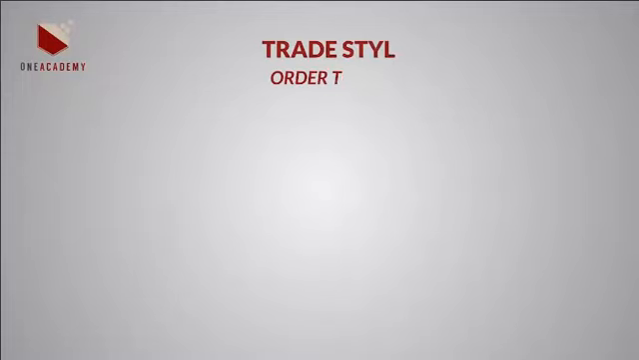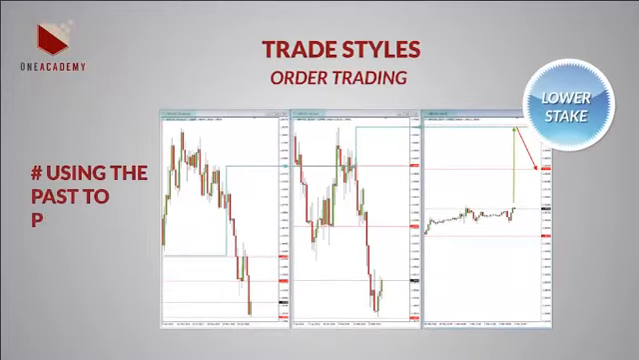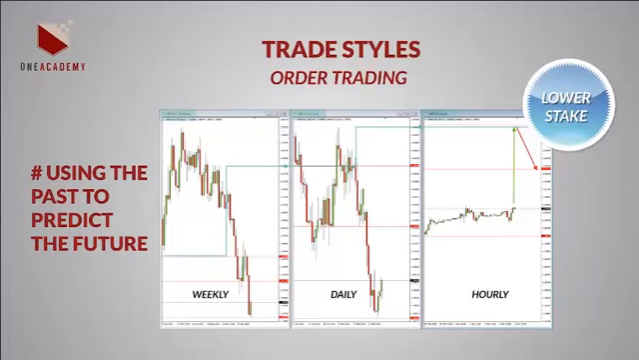A fair portion of traders might also prefer what we call order trading. Order trading is finding key levels of support and resistance that have worked in the past, using them to predict the future. This may mean going back to the monthly, weekly, or daily charts to find absolute highs and lows. What does that remind you? Correct, a multiple time frame perspective.